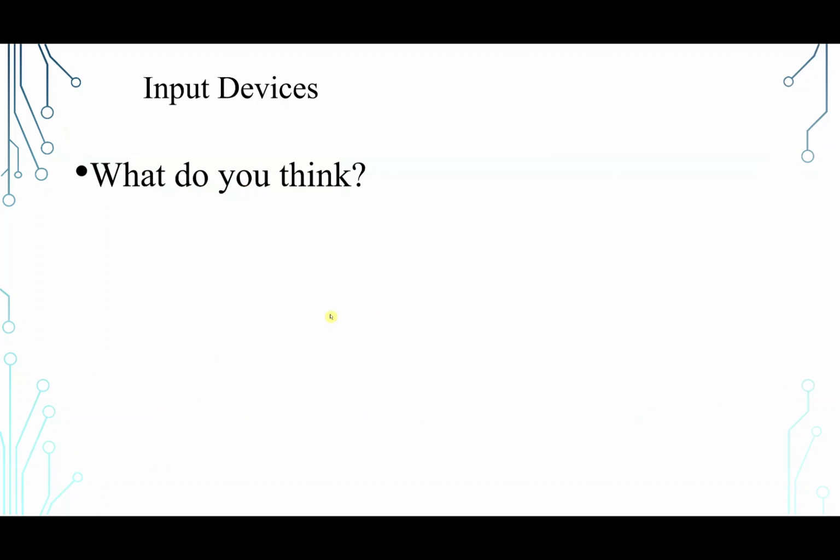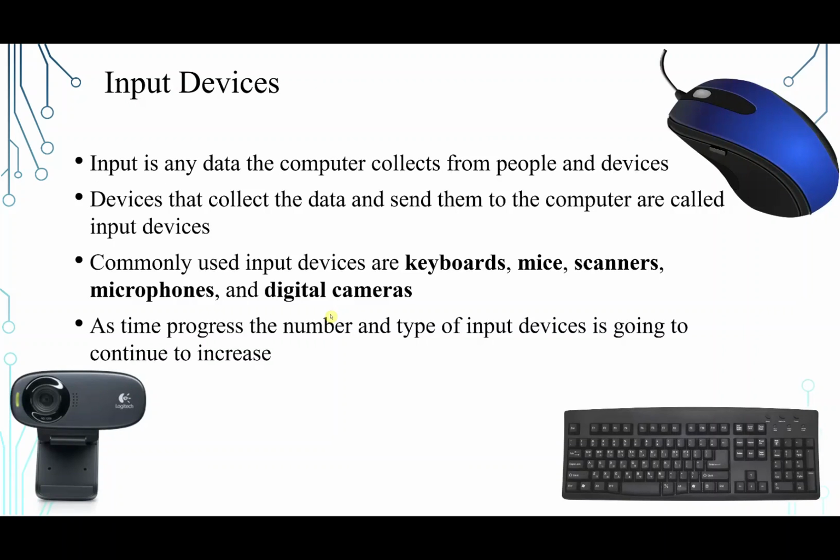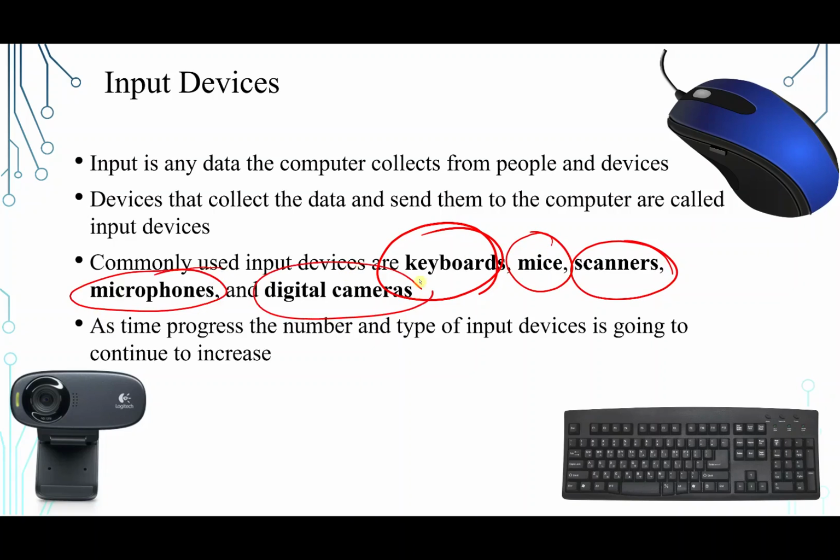Input devices, what do you think? What input devices do you have? Input is any data the computer collects from people and devices. The devices we use to get inputs, those that collect the data and send it to the computer, are called input devices. Commonly used input devices are the keyboard, mice, scanners, microphones, digital cameras, and many, many new input devices. As time progresses, the number and type of input devices is going to continue to increase. A bonus question: who invented the mouse? Write a few lines about who invented the mouse on the assignment page of that bonus question in Canvas, and you will get extra points.